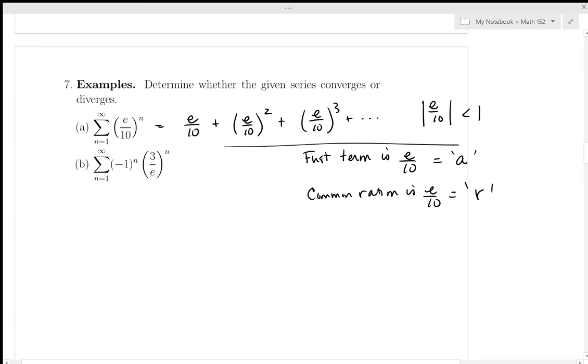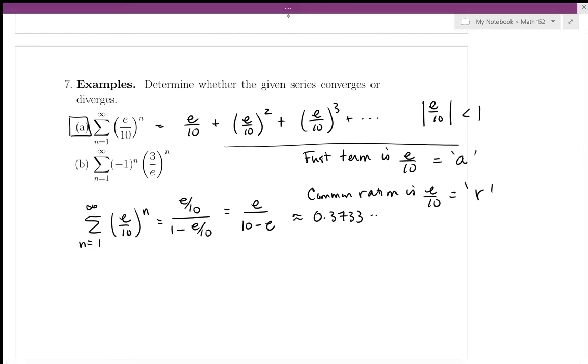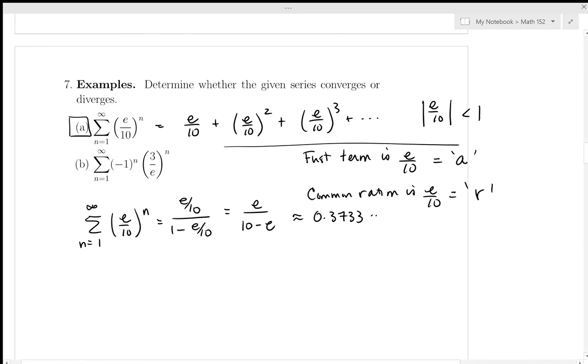So this sum, the sum from n equals 1 to infinity of e over 10 to the n, is equal to a, which is e over 10, over 1 minus r, like that. And I'm going to multiply through by 10, top and bottom, and I could just get an approximate number there, 0.3733. Okay, so that is this series A. It's convergent, and it converges to that number. Okay, let's do the second one.